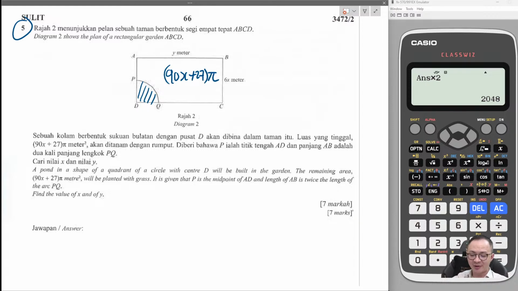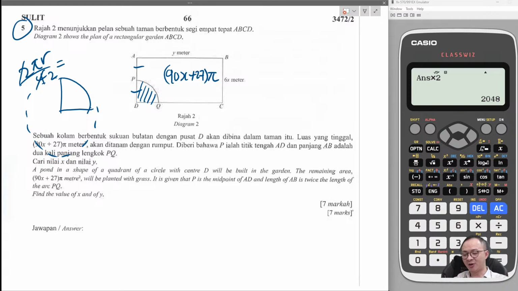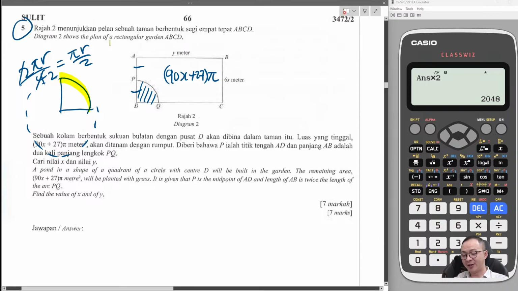It is given that P is the midpoint of AD, and the length of AB is twice the length of the arc PQ. Since this is a quadrant, we know the whole circumference is 2 pi r. A quadrant is the arc length divided by 4, so this arc length is pi r over 2.